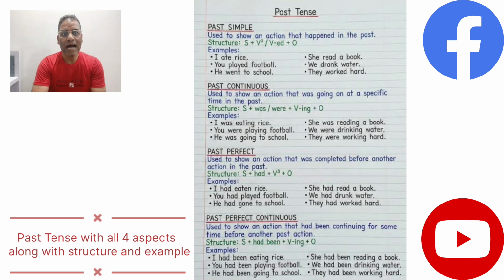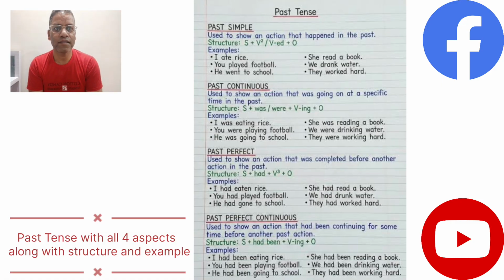The examples are, I had eaten rice. Here I acts as the subject, and had simply helps us as a helping verb, and eaten is a main verb, and this work has been done on rice. So, I had eaten rice. Likewise, she had read a book. She as a third person singular subject had been doing a work of reading, and the work is being done on the book. So she had read a book. Okay, you had played football.